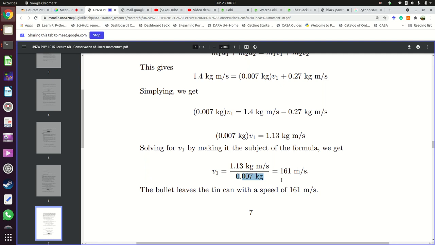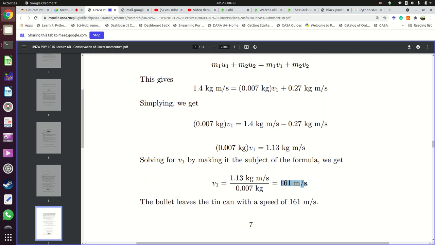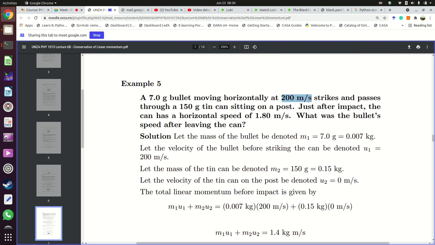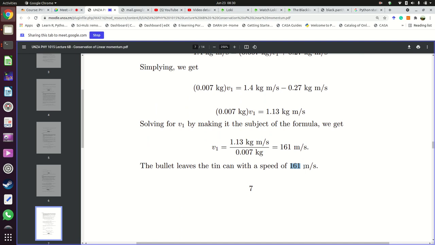So we can see that the velocity of the bullet after it passes through the can becomes 161 meters per second. The velocity of the bullet has reduced from 200 meters per second to 161 meters per second, and this is exactly what you expect. This is just the result of a bullet passing through an empty tin can, so the velocity of the bullet reduces. The reason is that as the bullet passes through the can, it experiences a certain amount of friction, and that friction causes its velocity to reduce, since friction always slows things down. Are we clear?